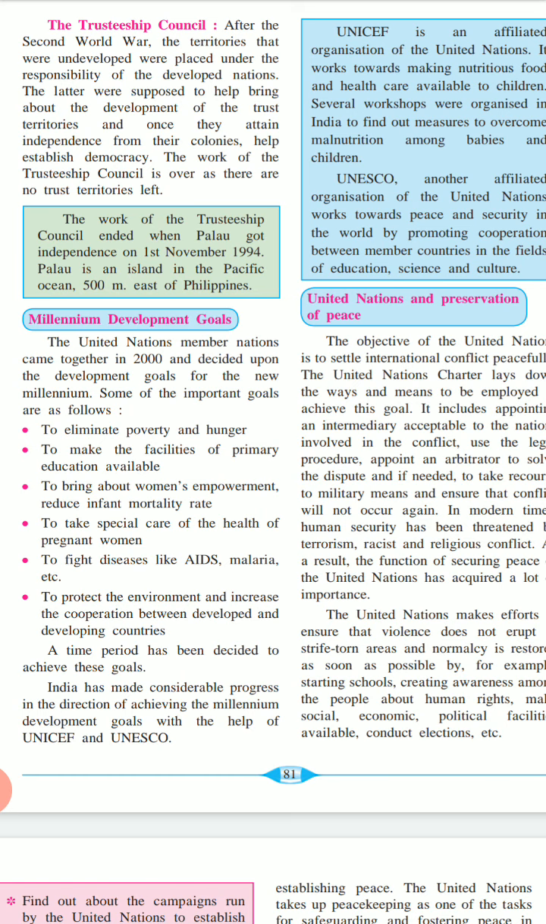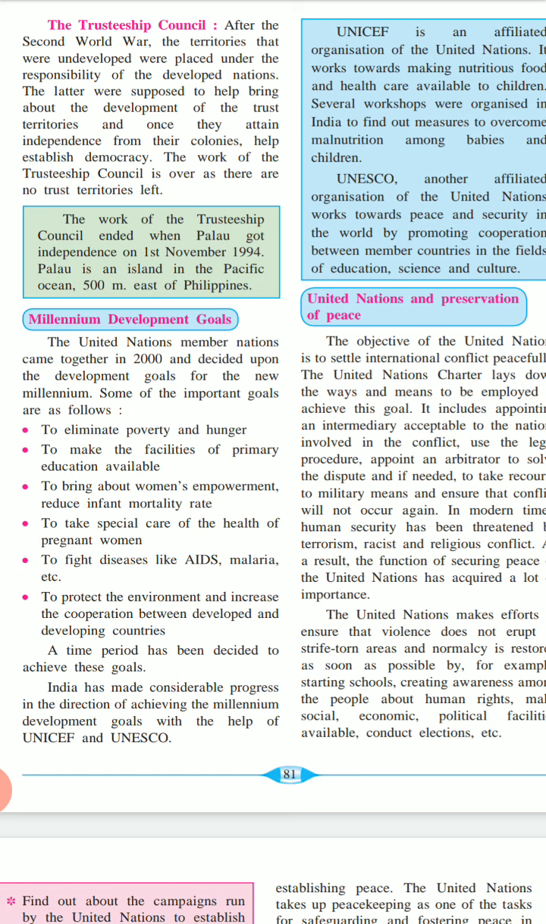The work of the Trusteeship Council ended when Palau got independence on 1st November 1994. Palau is an island in the Pacific Ocean, 500 miles east of the Philippines. So this Trusteeship Council ended on 1st November 1994.